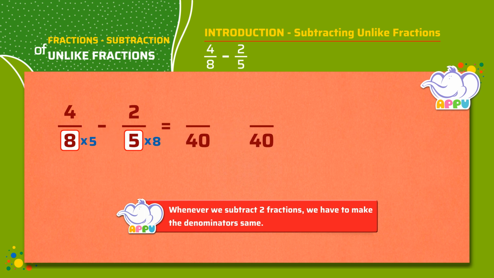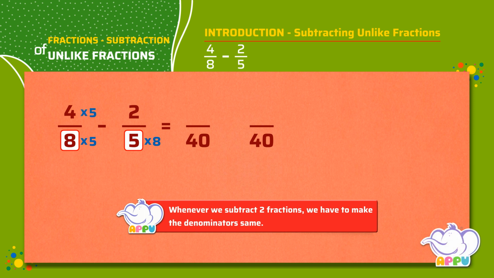Since we multiply the denominator of the first fraction by 5, we multiply the numerator with the same number. That is 4 times 5. We get 20 by 40. Since we multiply the denominator of the first fraction by 8, we multiply the numerator with the same number. That is 2 times 8. We get 16 by 40.